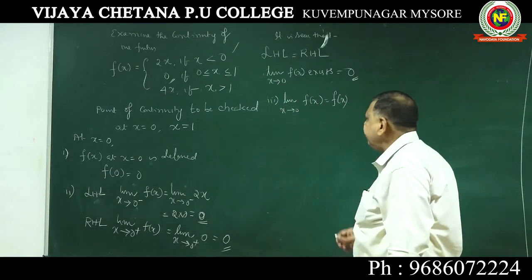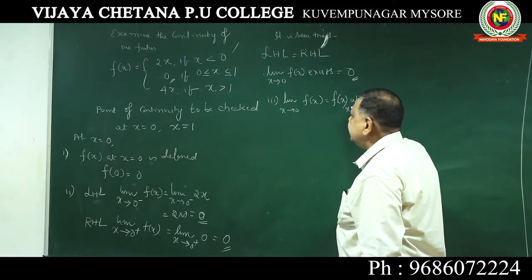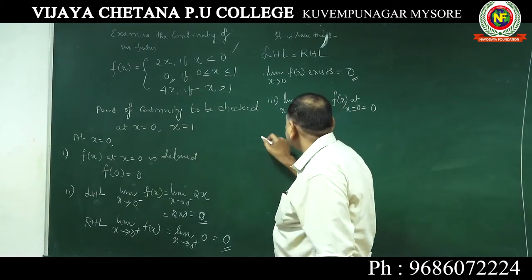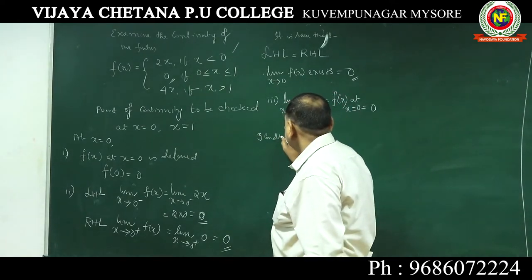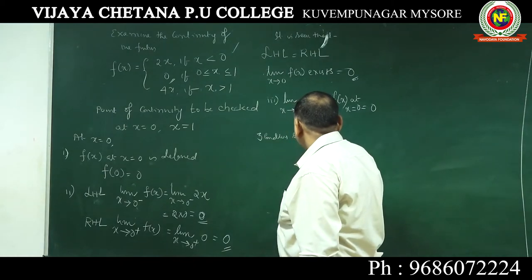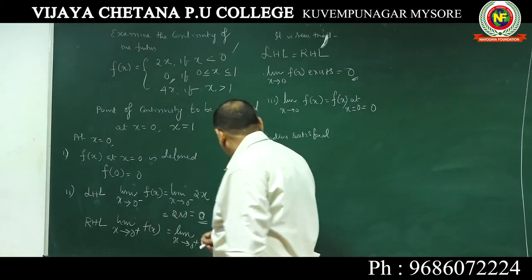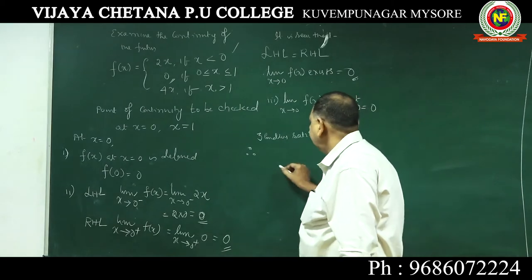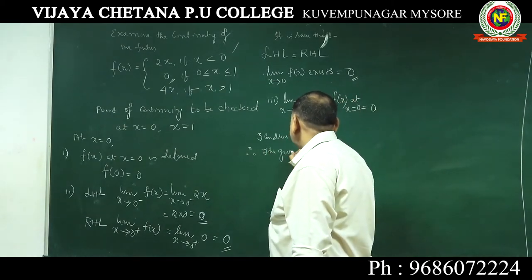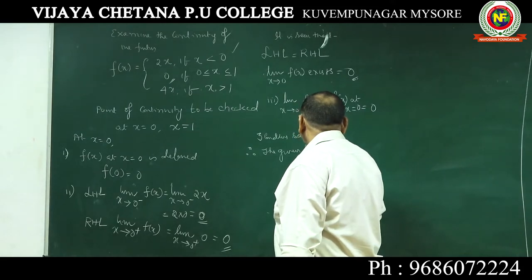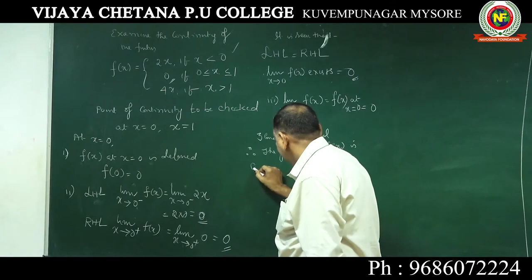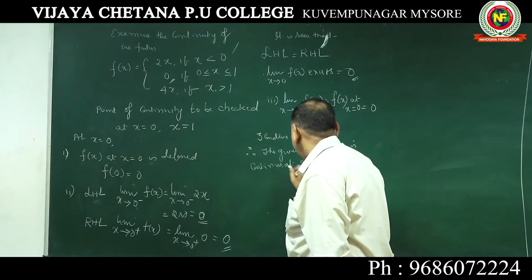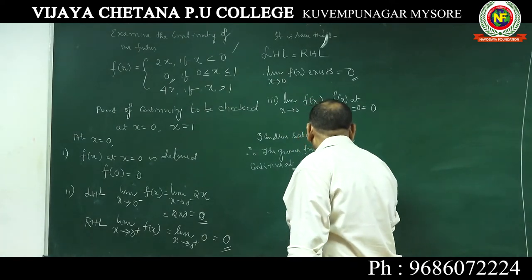The limit as x tends to 0 of f of x is equal to f of x at x equal to 0, which is 0. So now the third condition also holds. Three conditions are satisfied. Therefore, when three conditions are satisfied, you can say that the given function f of x is continuous at x equal to 0, and x equal to 0 is the point of continuity.